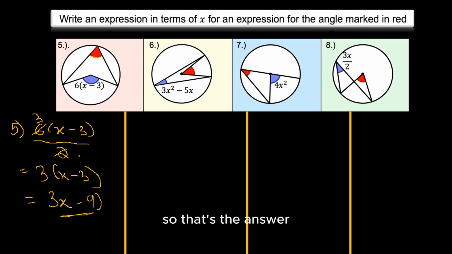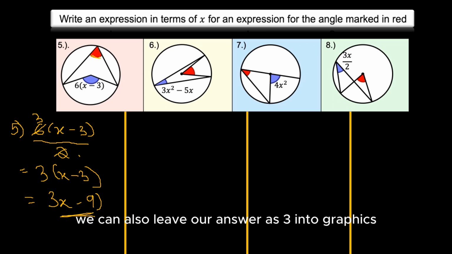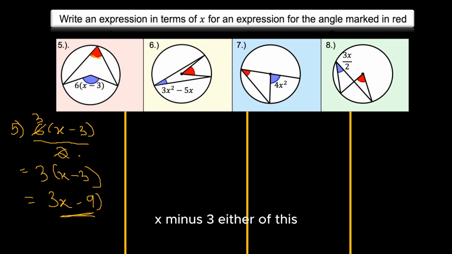So that's the answer. The angle here is 3x minus 9. We can also leave our answer as 3 into brackets x minus 3. Either of these is correct. So that's for the first one. Let's go to the next one.